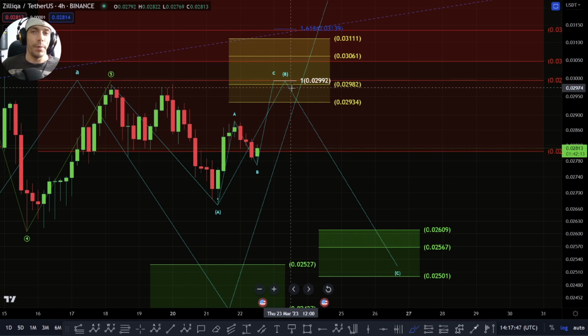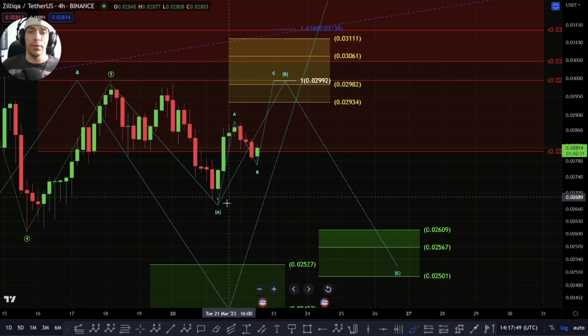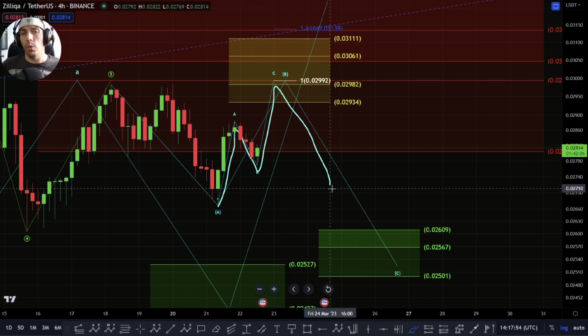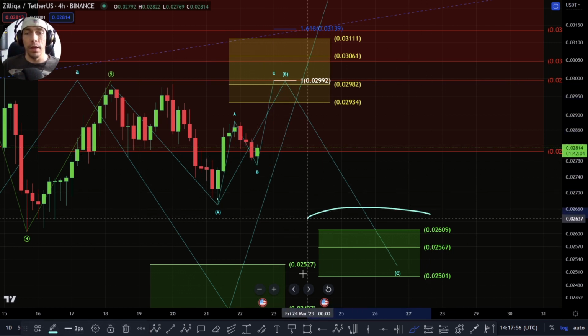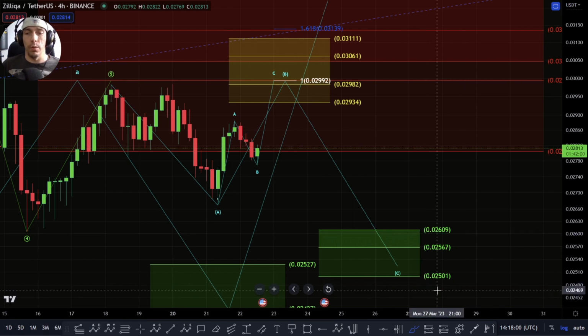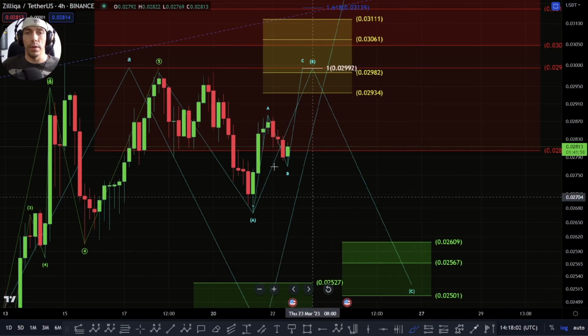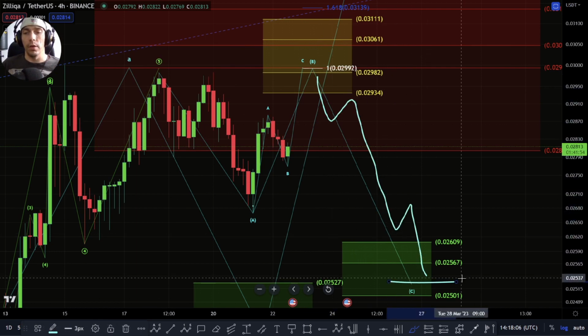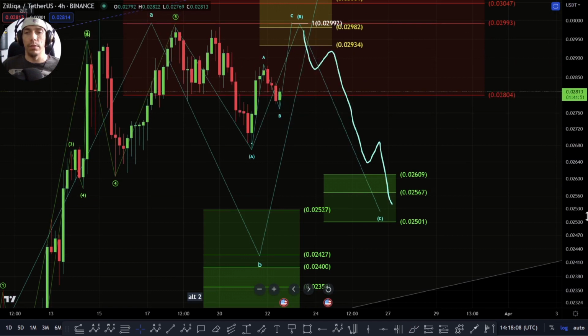Okay, so basically what we want to see is, if we do just get a three-wave move up here, and we break this low, what we would then be looking for is potentially this lower target here towards this 2609 to this 2501. And that would be looking for this as a five-wave structure developing to the downside, looking for this to be a C wave to the downside.